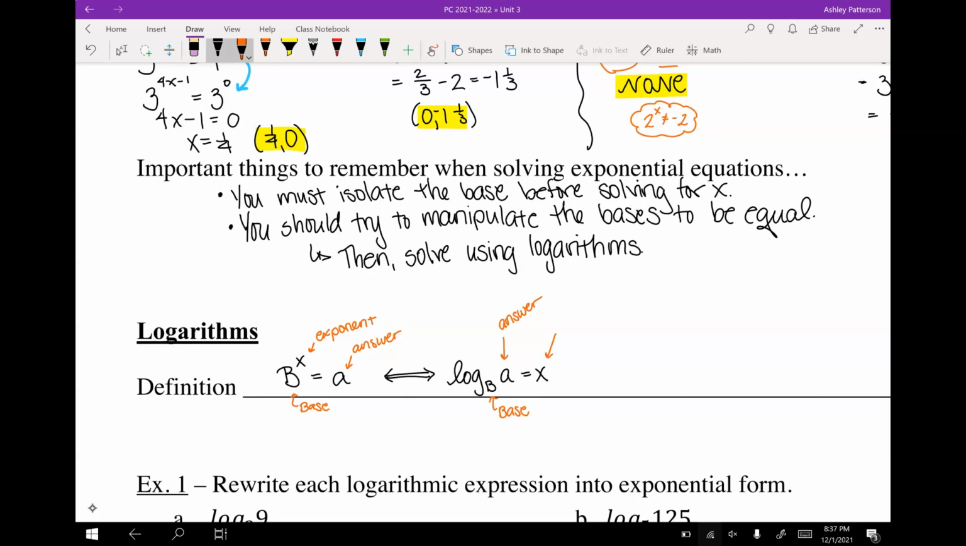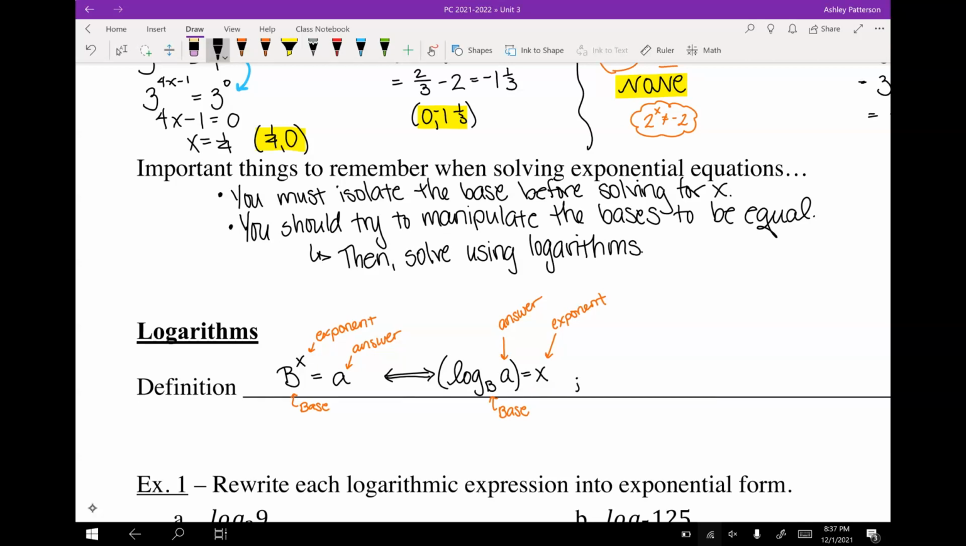Logarithm is an operation, and if you need to put it into parentheses as a visual reminder, you're more than welcome to. And when you evaluate a logarithmic term, ultimately what you're looking for is what exponent can I raise the base to and get the answer. That's your goal. Okay, so let's write that down.